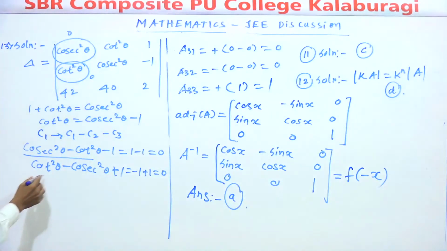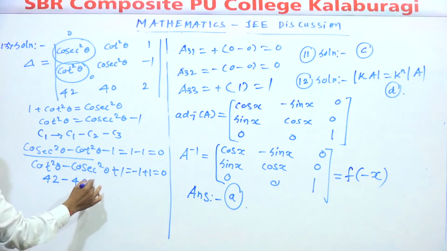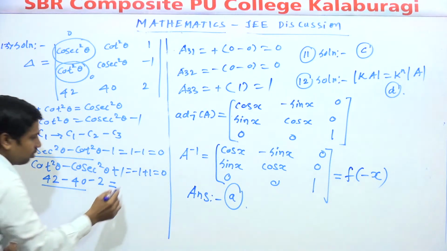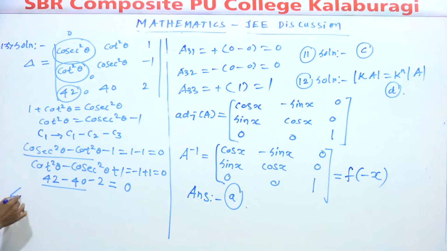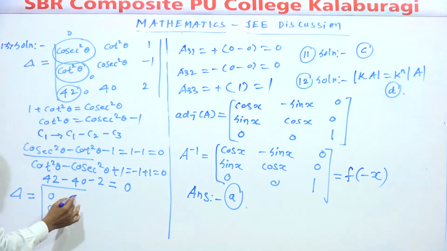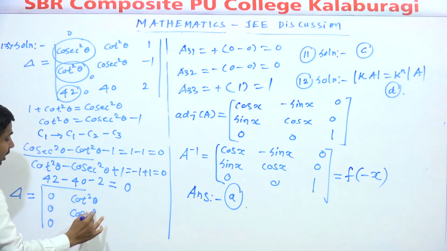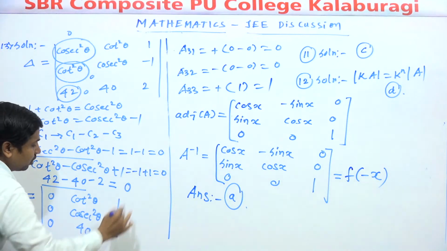Next, C1 changes to C1 minus C2 minus C3. 42 minus 40 is what? 2. 2 minus 2 equals 0. So this also becomes 0. So your delta value, the first column, becomes 0, 0, 0. Your second column has cos square theta, cosec square theta, and 40.